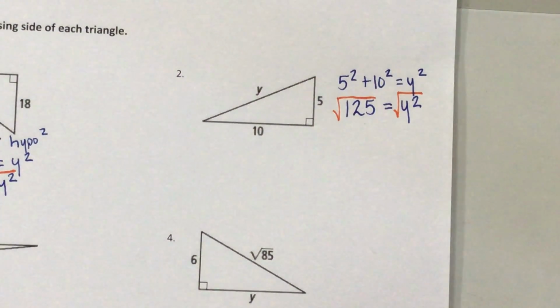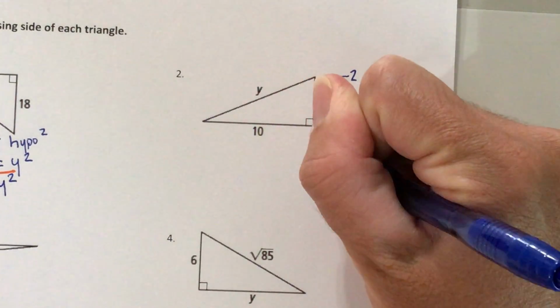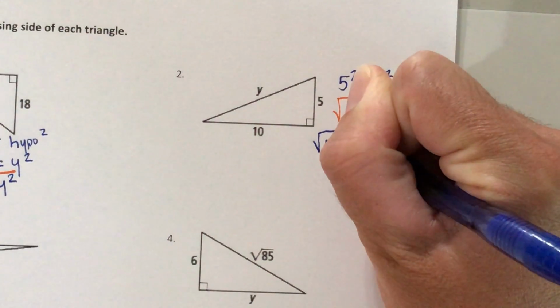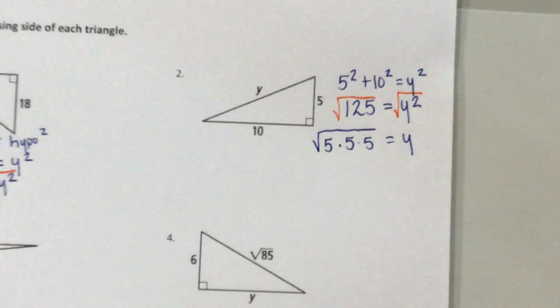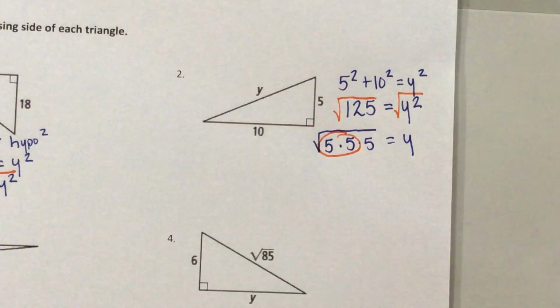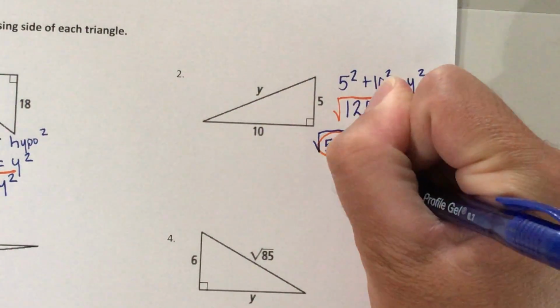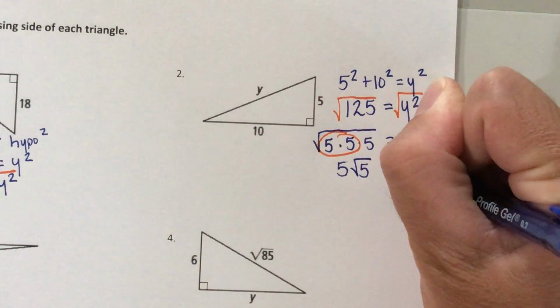So I know for a fact 5 goes into it, and 5 times 25 gets me 125. 25 breaks down to 5 and 5, so I have three 5s under the radical. And so I'm going to take out one of those 5s because with square roots you're looking for pairs of 2, and the other 5 stays in. So y has a value of 5 times the square root of 5.